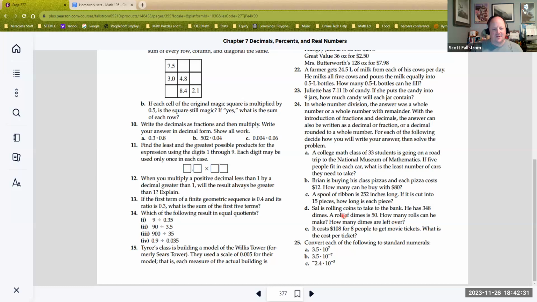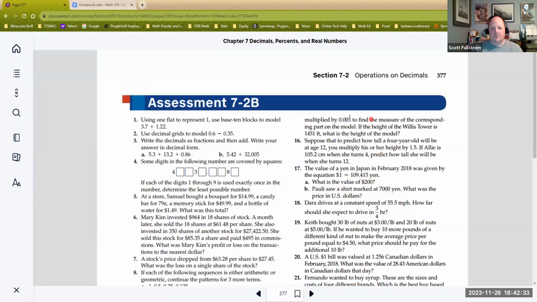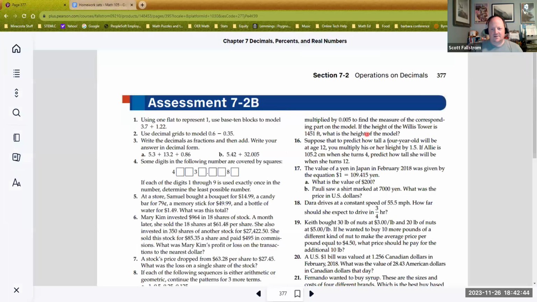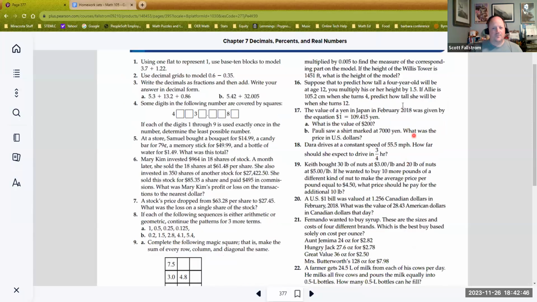Well, let's see here. They're building a scale model. That goes back to chapter 4. What is the height of the model? You may need decimals along the way here. And let's see here. What else do we have? 14, 15. Okay, so I said skip 16. Skip that. That's kind of an interesting one.